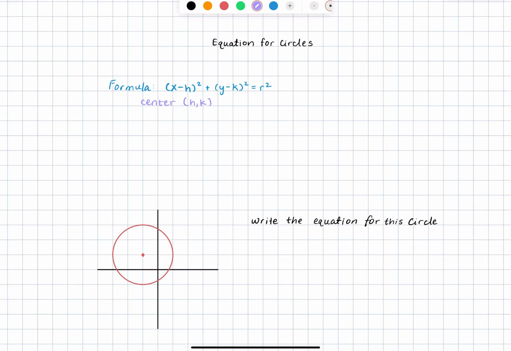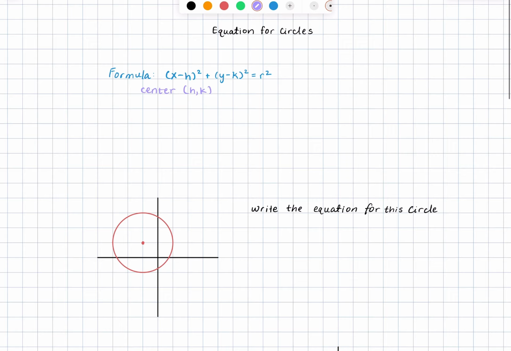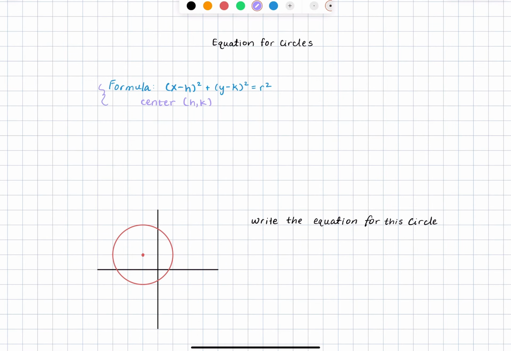Here we have this example, and I'll talk more about these in the examples. We see that we have r, which is our radius. That's important to remember: radius. And then let's go to the example.